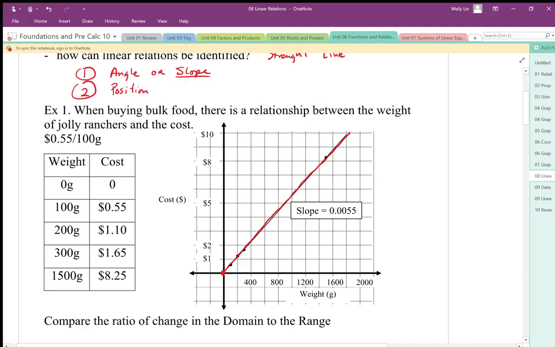This one specifically starts at 0 and goes up like this, and the slope works out to be 0.0055. In fact, the slope units here seem to be $0.0055 per gram, because if we divide 55 cents by 100 grams, we get $0.0055. It looks like that's our rate. So this slope seems to have some relationship to the rate.